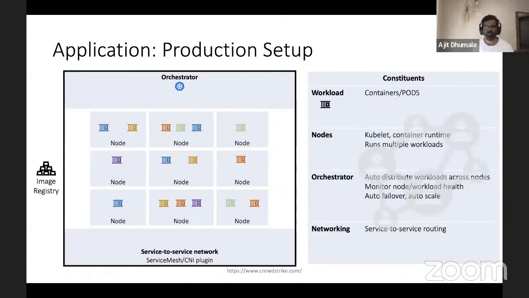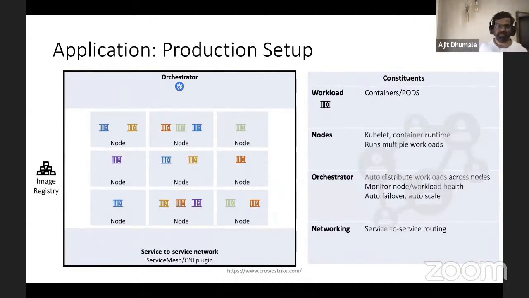Each of the node would run kubelet, which will connect that node to orchestrator. It will run container runtime so that it could execute containers, and multiple such containers would be running on each of the nodes. Right? So all the containers are spread over various nodes, and each node is hosting multiple containers. All this is managed by orchestrator, which plays a key role in modern applications. So orchestrator is the one.